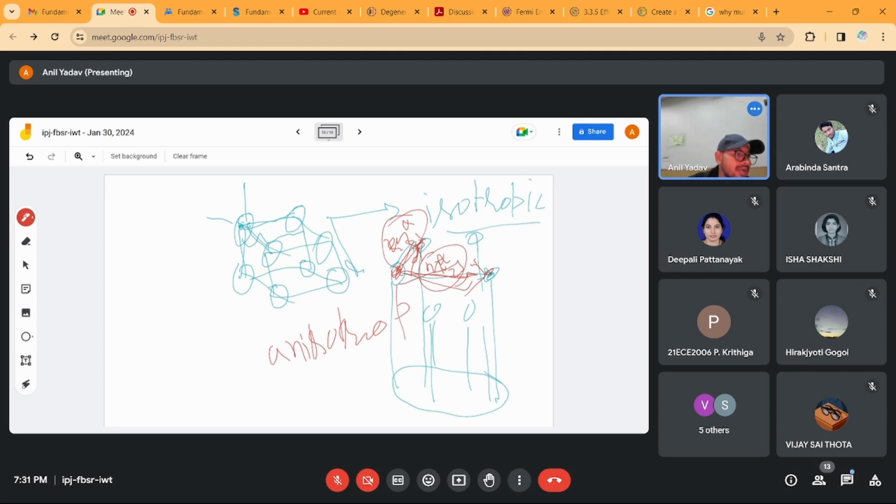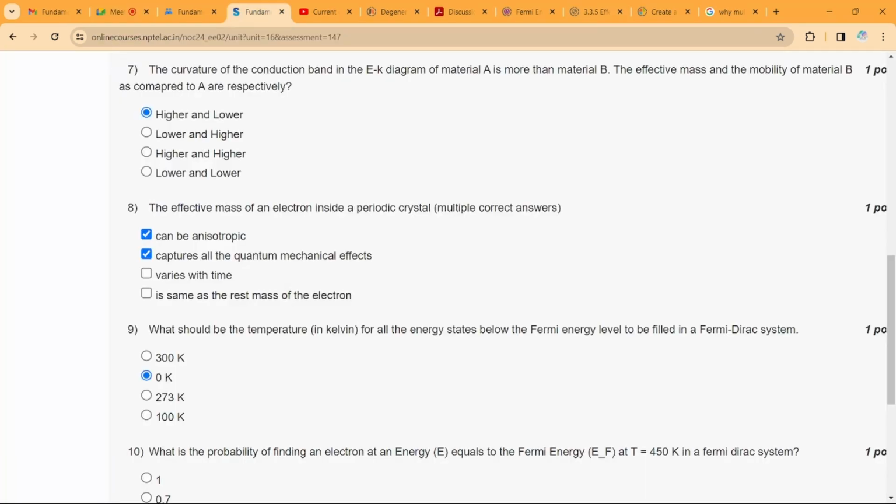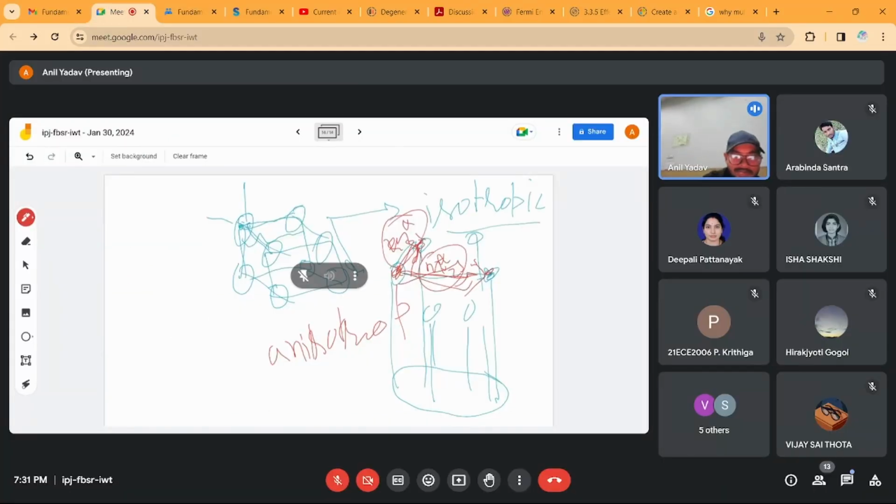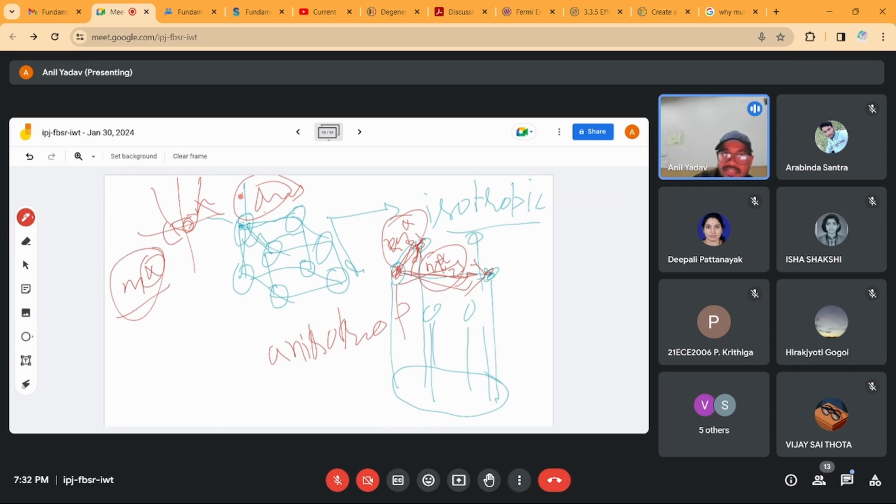This is the first one. This captures all the quantum mechanical effects. Yes. So the quantum mechanical effects come with this curvature. In the effective mass that we have seen, this captures the curvature of the conduction band. This curvature is the solution from the Schrodinger equation, and that Schrodinger equation accounts for all these quantum mechanical effects.